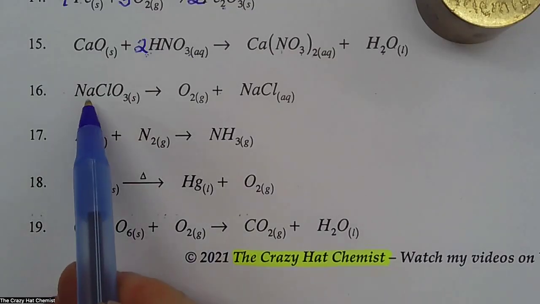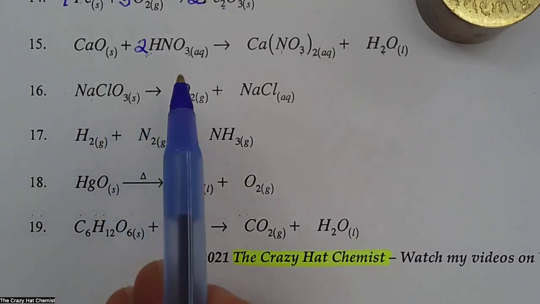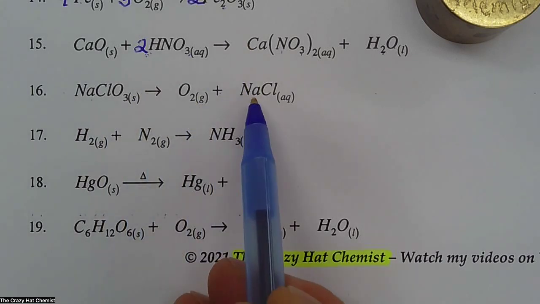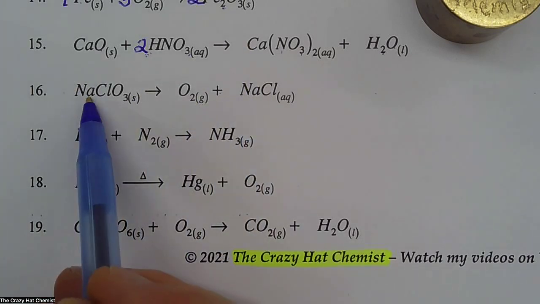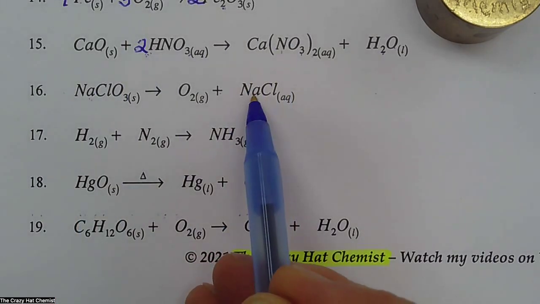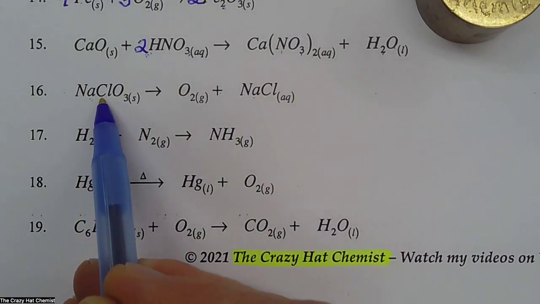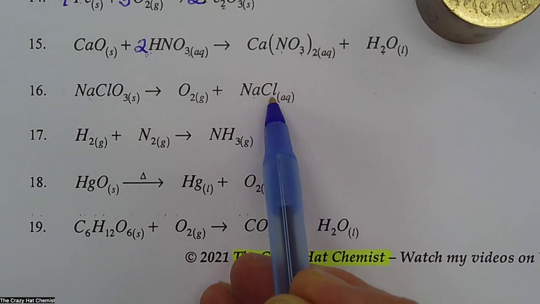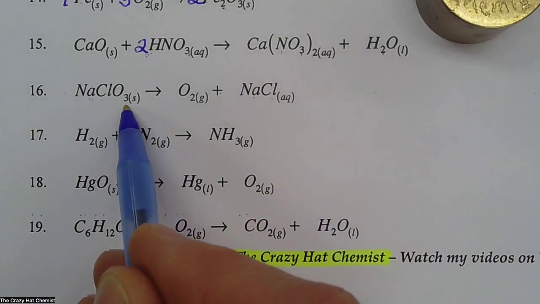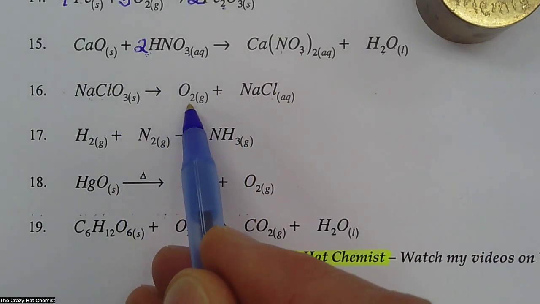This next one is sodium chlorate decomposes to oxygen and sodium chloride. So one sodium on the reactant side, one on the product side. One chlorine on the reactant side, one chlorine on the product side. Three oxygens on the reactant side and two on the product side.